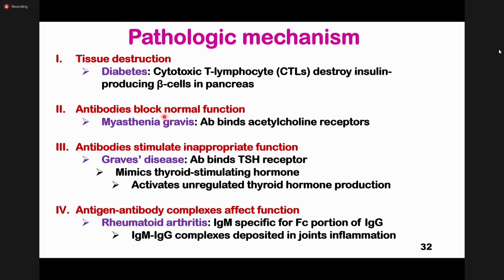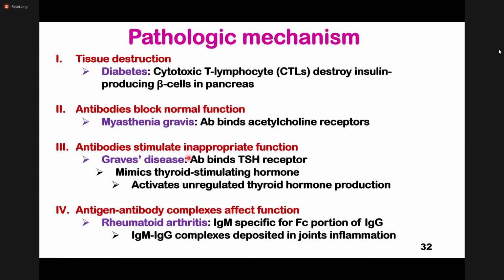Antibodies can block normal functions. Autoantibodies will bind to the acetylcholine receptors, causing no muscle contraction, causing the disease myasthenia gravis. Sometimes antibodies stimulate instead of block, stimulating inappropriate functions. As autoantibodies bind to the thyroid stimulating hormone, TSH, receptor, they mimic the hormone and cause release of thyroid hormone production, causing Graves' disease.